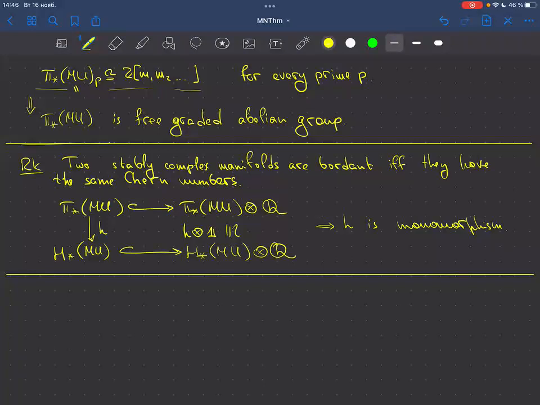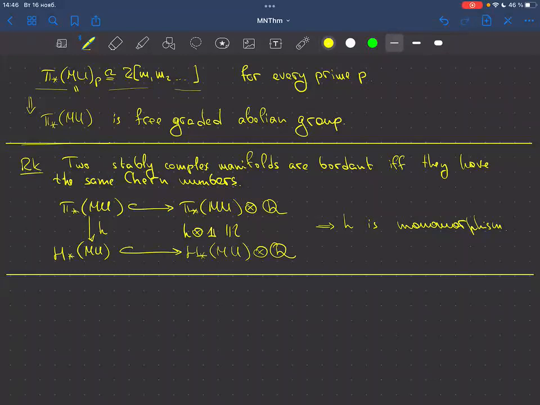Okay. So yeah, let me summarize all we have done at the moment. We have proved that the complex Bordism ring of a point is, as an abelian group, a free graded abelian group. And secondly, we have proved that any Bordism class is uniquely defined by its Chern numbers.